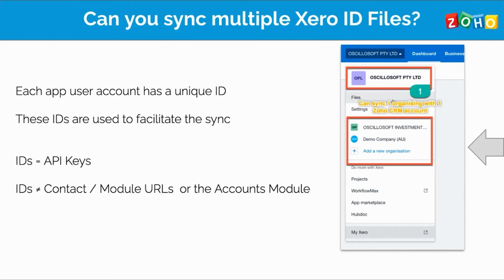In comparison, Zoho CRM doesn't have this feature. If you want to access another account, you have to log out of your first one and go into the other one. So our sync uses these IDs to connect these two apps. A natural question is, how many of these different IDs can we incorporate?